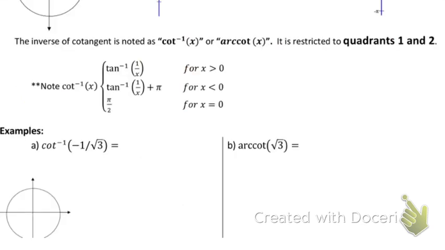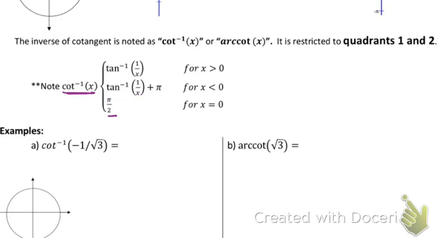So that comes up with a whole list of things. Cotangent inverse is going to be the exact same thing as tan inverse of the reciprocal inside as long as our x is positive. If our x is negative, we need to add pi, and we'll talk about why in just a second. So that's any time our x is negative.